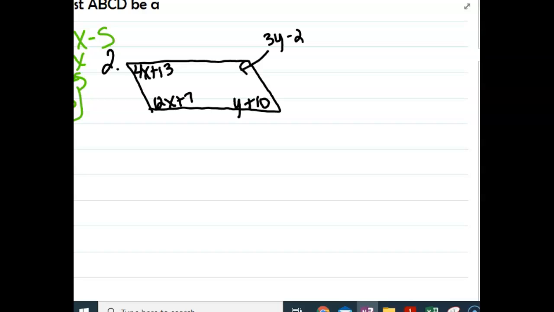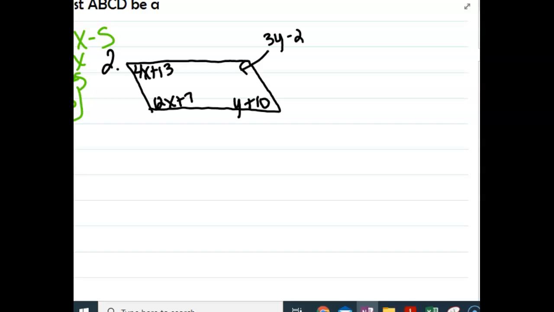What else do I know about the angles of a parallelogram? The opposite angles are congruent. So there's kind of a couple ways you could solve for x and y. One of them's going to be easier than the other. If we start with the opposite angles, I could say, well, I know 4x plus 13 equals y plus 10, and 12x plus 7 equals 3y minus 2. If I do that, notice that both of the equations have x's and y's, which means I'd have to solve using a system of equations. Not a big deal. We did that last section, but we can avoid that.